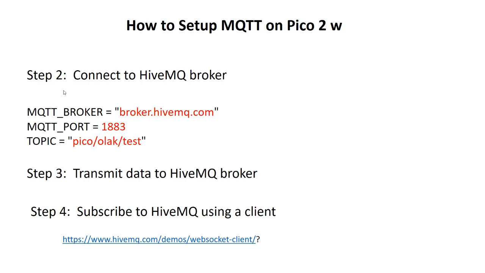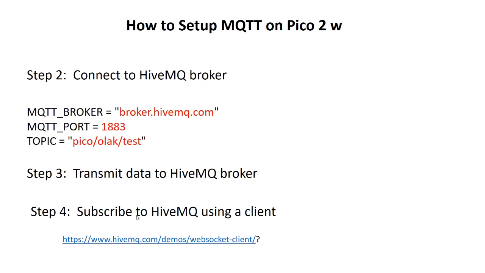Now the next step is for you to connect to the HiveMQ broker. So in your code on your Raspberry Pi Pico-W, you need to define your broker. We're using the HiveMQ broker, then we're using port 1883. Then of course we need to declare what our topic is. For this example, I'm using this topic pico/olax/test. Later on I'll have to subscribe to this particular topic in order to receive the data from my Pico-W. Then the third step is to transmit our data to this particular broker.